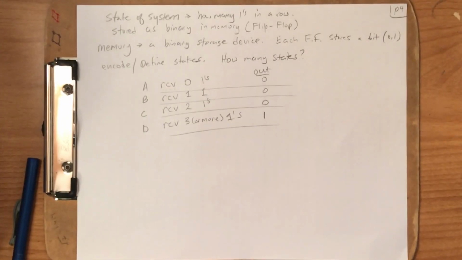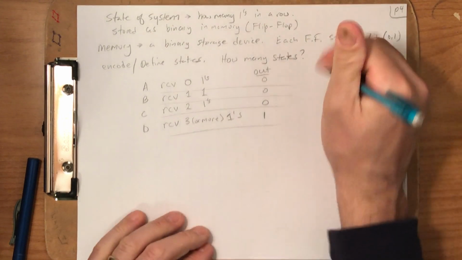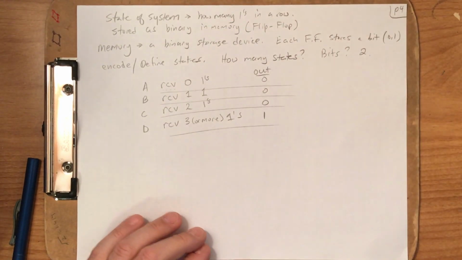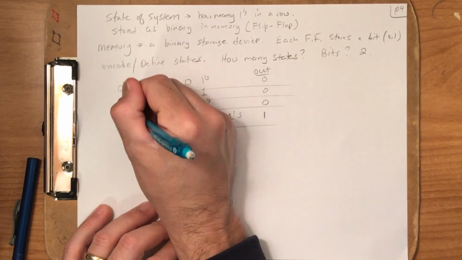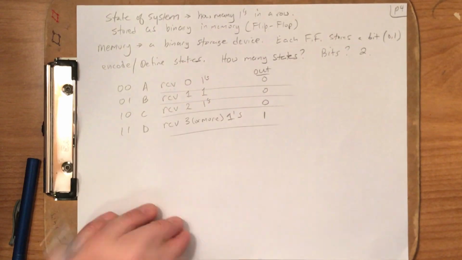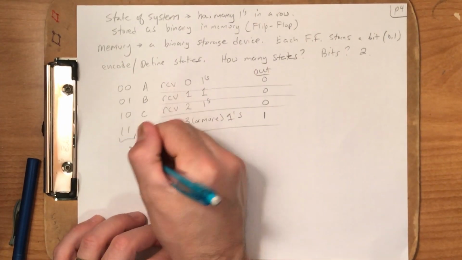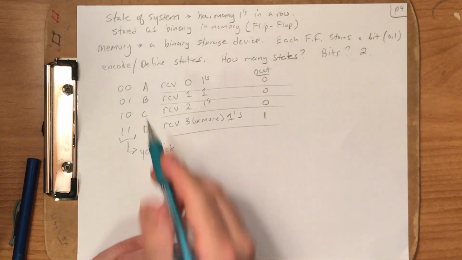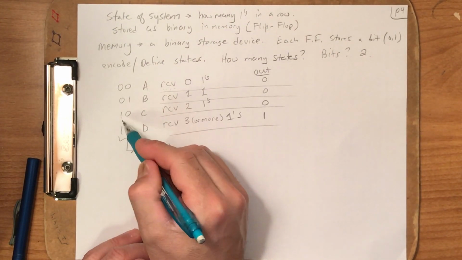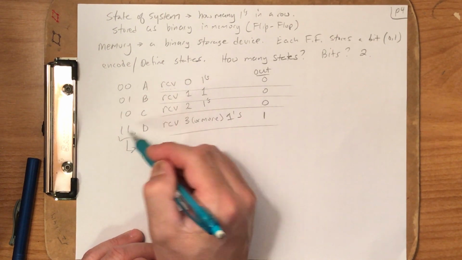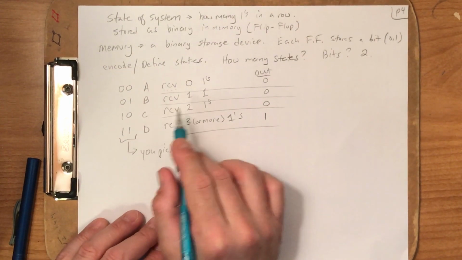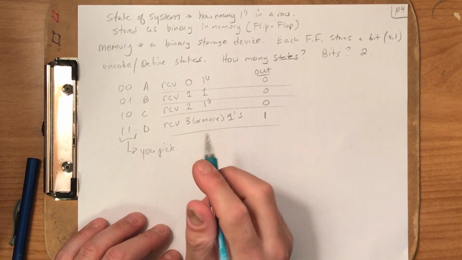We've got 4 states. How many bits do we need? 2. So we can call this 0, 0, 0, 1, 1, 0, 1, 1. I could have gone 1, 1, 1, 0, 0, 1, 0, 0. I could have mixed these all up any way I want to. I just have to be consistent about it. Once I've decided this order, I've got to stick with it.